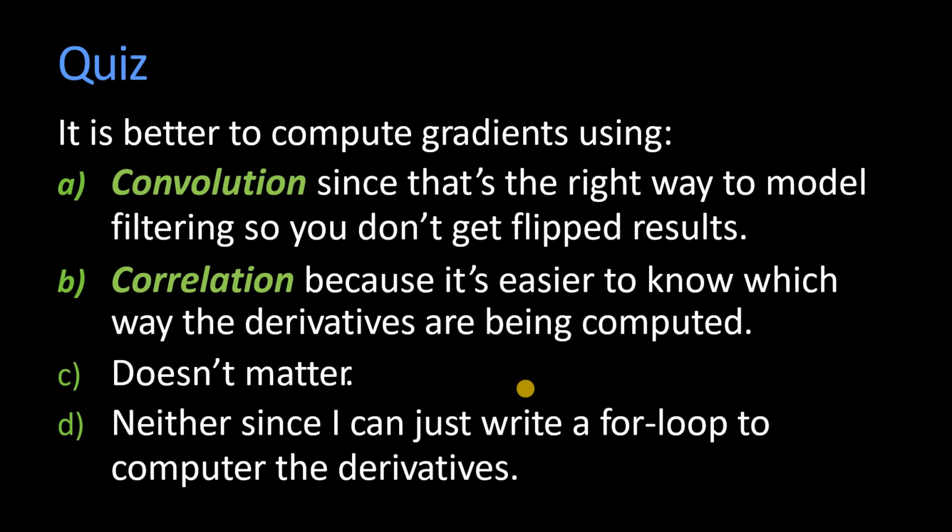It's better to compute gradients using convolution, since that's the right way to model filtering, so you don't get flipped results. Or correlation, because it's easier to know which way the derivatives are being computed. So what do you think?